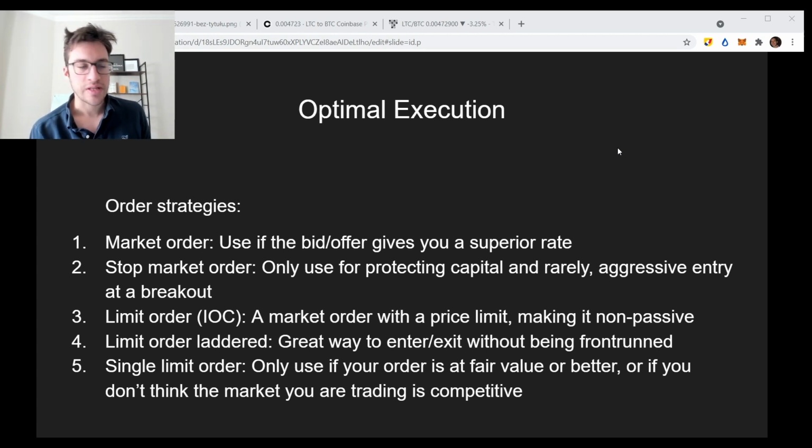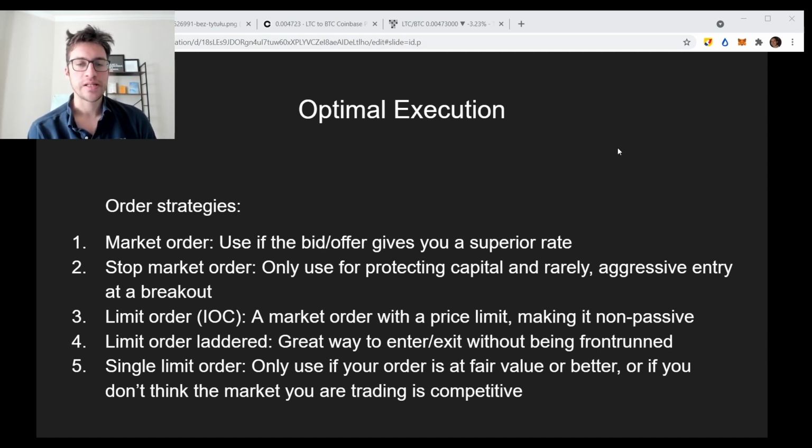Stop market order is typically also known as a stop loss. I don't really use it that often besides for risk management and protecting my capital. Some people use it for aggressive entry at breakouts, but I think there are better things to do. Limit order IOC, I love this type of order. Not enough people know about it. Limit order immediate or cancel is just a market order with a price limit.